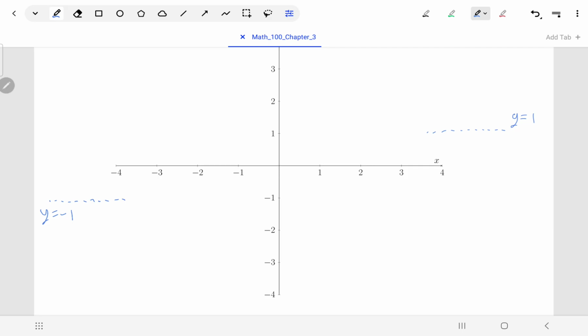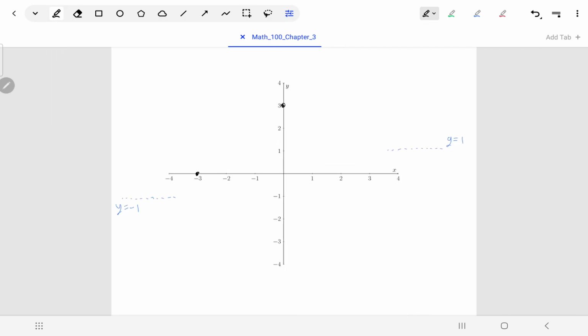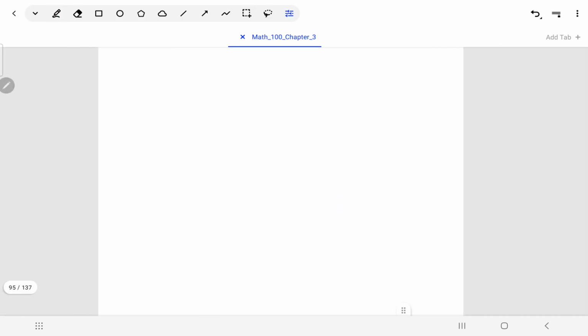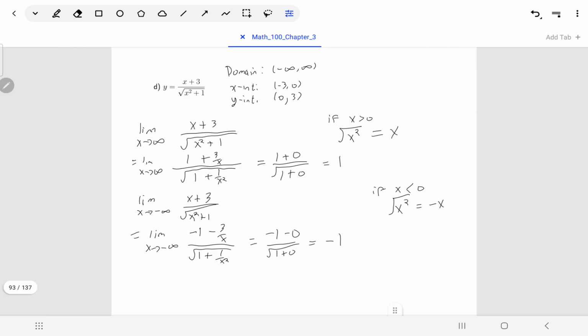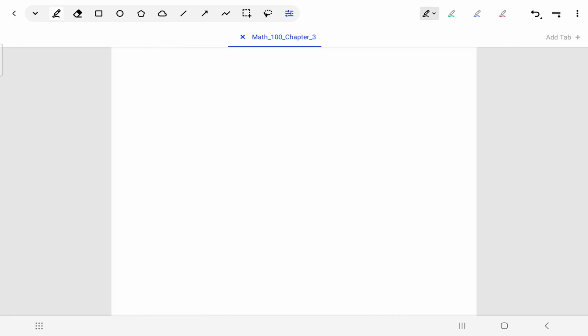Okay, and the other thing that I wanted to make a note of were my two intercepts. So I had my x-intercept at negative 3, and I had my y-intercept at positive 3. There we go. And so now we're ready to start thinking about first derivatives and all the rest. So we have our function. We know it's defined everywhere. We know that our denominator is never going to be 0, which is nice. So let's find out what our first derivative is.